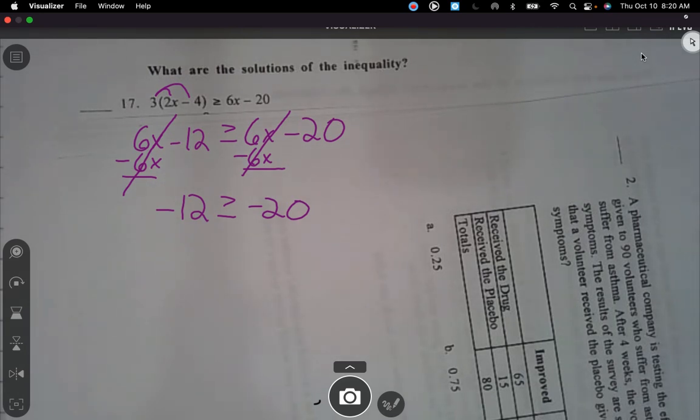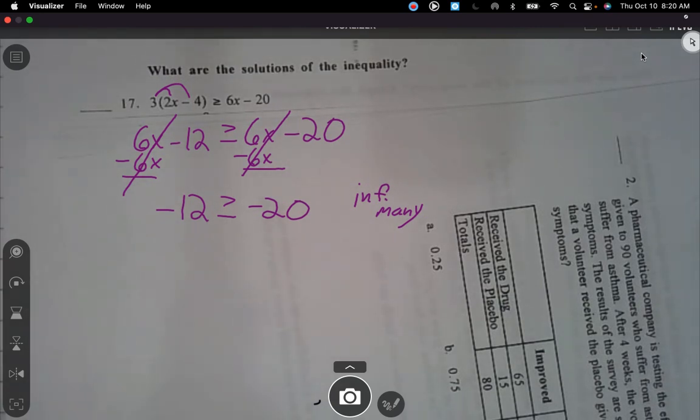It is, because it's further to the right. Negative 12 is that way and negative 20 is this way. So that's why it's infinitely many solutions. What was that answer choice? Was that C? Yeah. Okay.